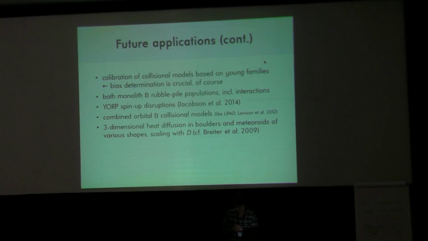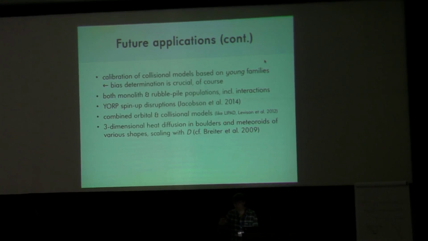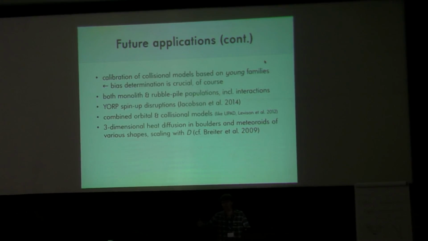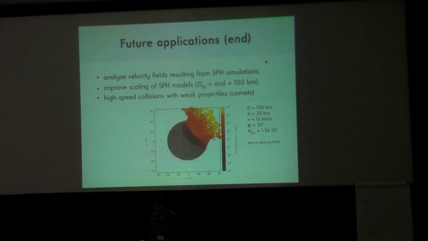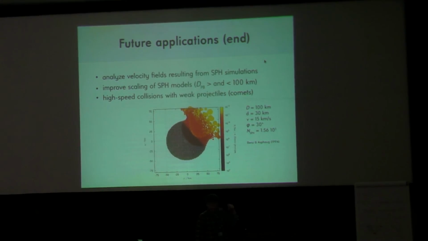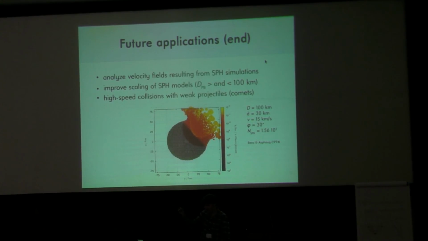Finally, there is a note on three-dimensional heat diffusion and more boulders, more shapes, in order to have statistics on possible YORP torques, which are created by boulders. That's the very end. Regarding the SPH simulations, I think it's worth analyzing the velocity fields, but with the warnings you mentioned a lot before. We should definitely improve the scaling, which is the simplest scaling you can use today, scaling 100 kilometer targets down or up. We should perform the SPH simulations actually.